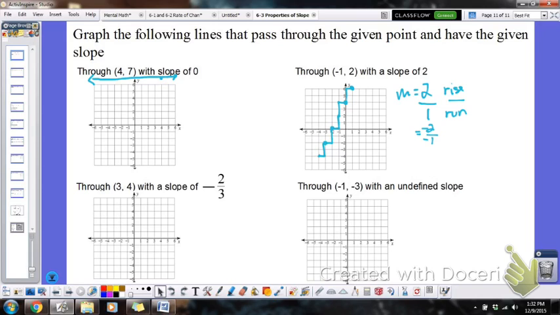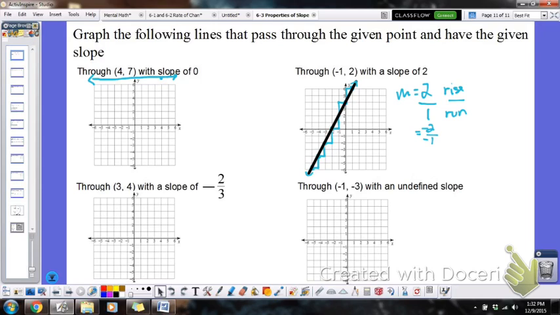Down 2 and to the left 1 and get a point, and down 2 to the left 1 to get a point. Now, you don't have to draw this many points, but if you want to, you can. If it helps you, go ahead. And we can sketch a line that goes through all of my points. And go ahead and put arrows at the end so we know that it keeps on going.